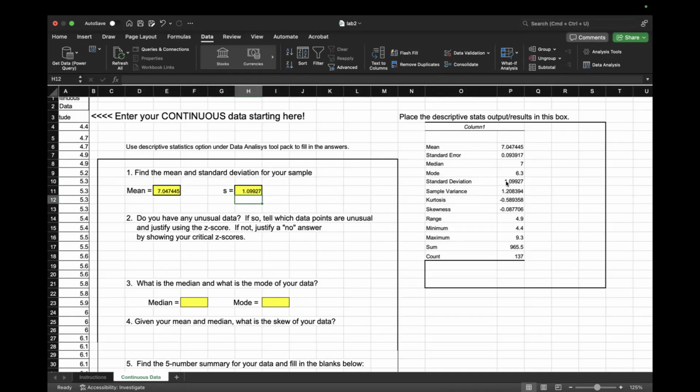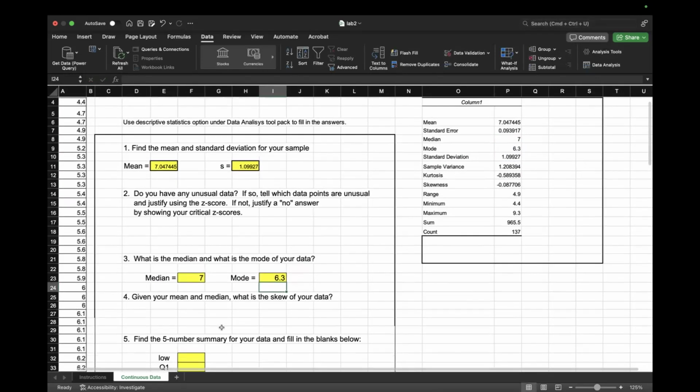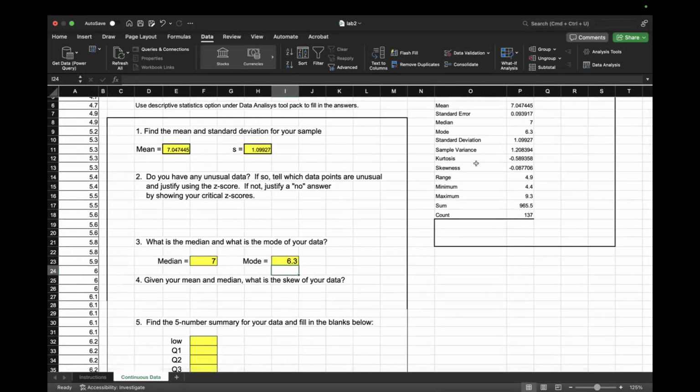I'm going to ignore number 2 for a second. For median, click equals and go up to median, hit enter. Same thing with mode. Mode, bam. For number 4, I don't want you using anything out of this box for number 4.